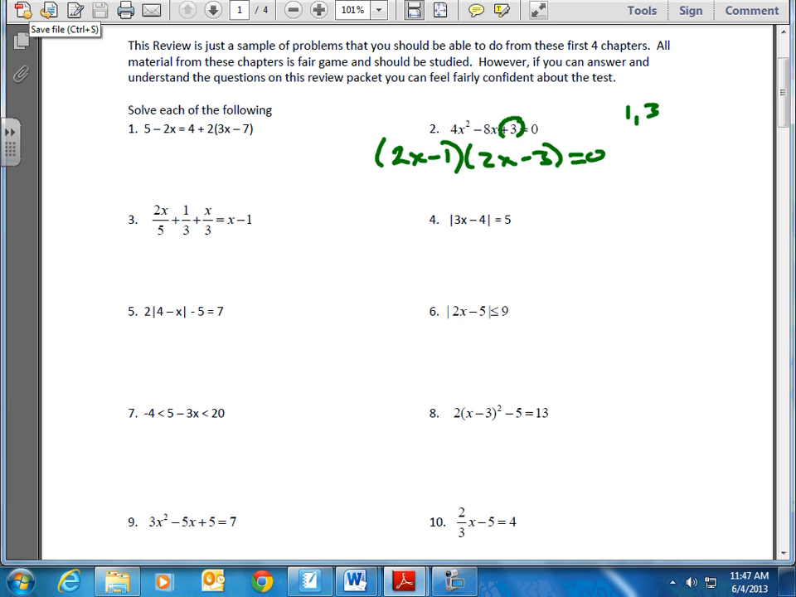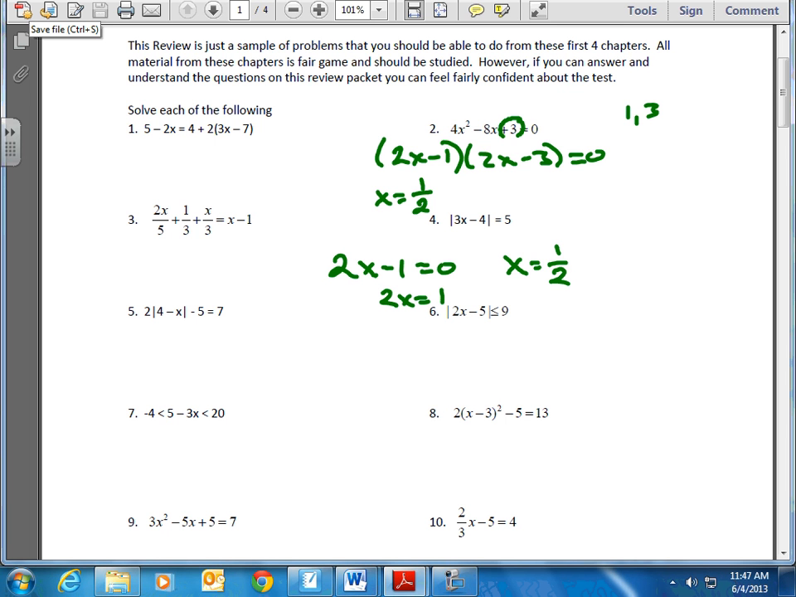So I have to ask myself, when will 2x minus 1 equal 0? And I can write an equation just like that and solve it. I add 1 to both sides, divide both sides by 2, and x equals a half. So this first factor will be 0 when x is a half. What does that mean? This will be 0 when x is a half.